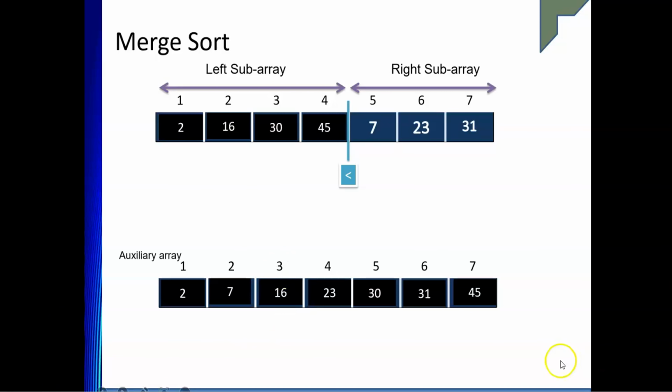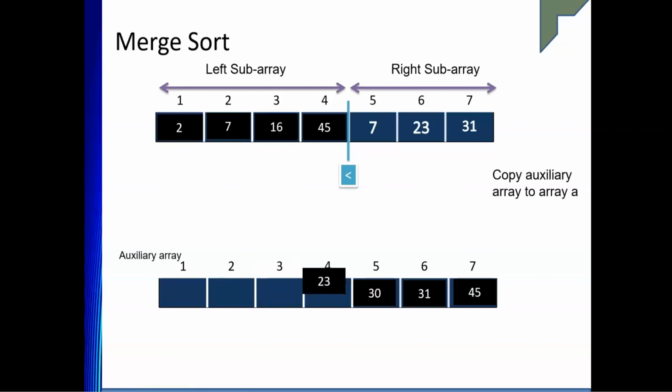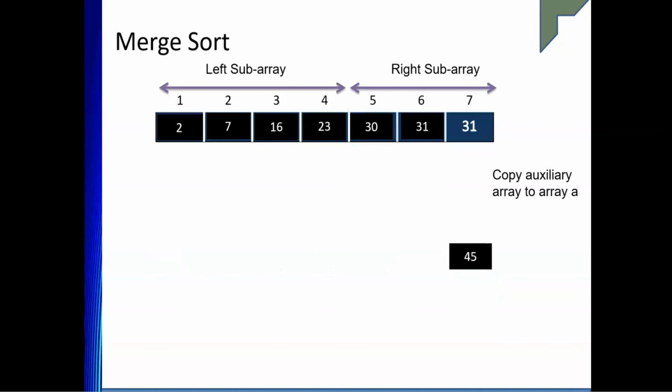Now we have to copy the auxiliary array to the array A. So we do the copying: 7, 16, 23, 30, 31, and 45. So now we got all the elements, the original array, in sorted form, and you have seen that we have used the auxiliary array.